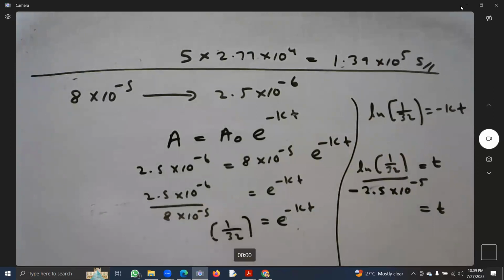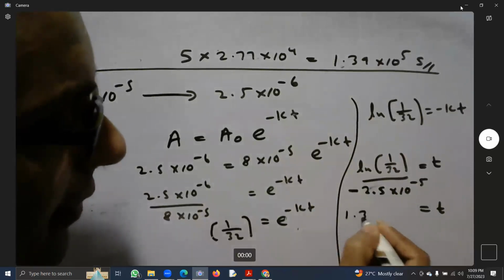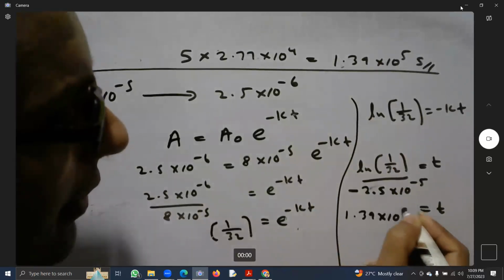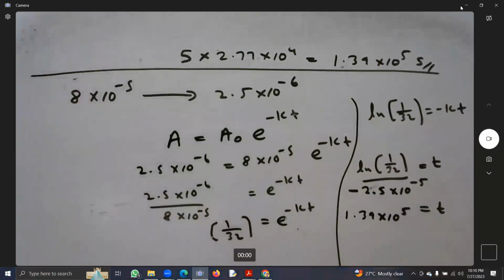See whether you are getting the answer 1.39 into 10 to the power 5. Yes, I got 1.39. So now there are two methods. You have to pick the method you like. The Euler method is there, and this equation is also there. Both ways, we can directly write the answer, 1.39 into 10 to the power 5.